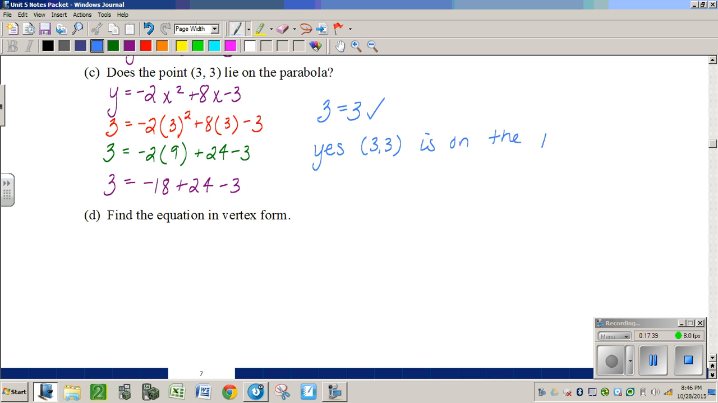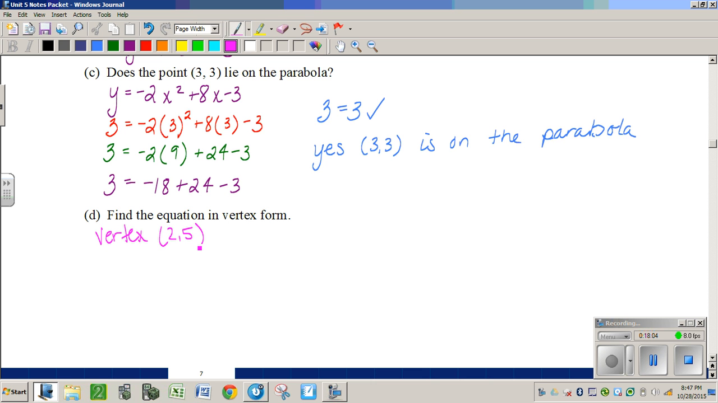Now, another way that you can double check, you're proving this algebraically. You could prove it graphically by going to your calculator, graphing it, and then taking a look at the table and seeing if the point 3, 3 was on there. Alright, now the next one says find the equation in vertex form. Well, in part B, we found the vertex. The vertex was 2, 5.